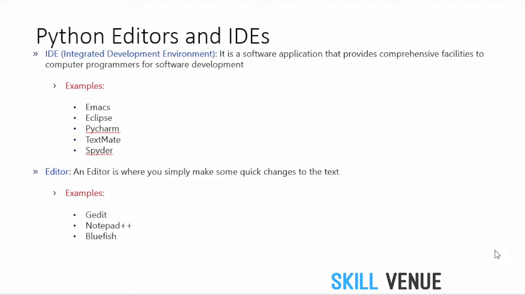For writing Python, you can use it in two different ways, by using an IDE, an integrated development environment, wherein the Python core is integrated with the IDE. Some examples are Emacs, Eclipse, PyCharm, TextMate, and Spyder. For our course, we'll be using Spyder. Apart from that, as editors you have gedit, Notepad++, and Bluefish. These are some of the examples. You also have commercial editors and commercial IDEs available, so that depends on you.